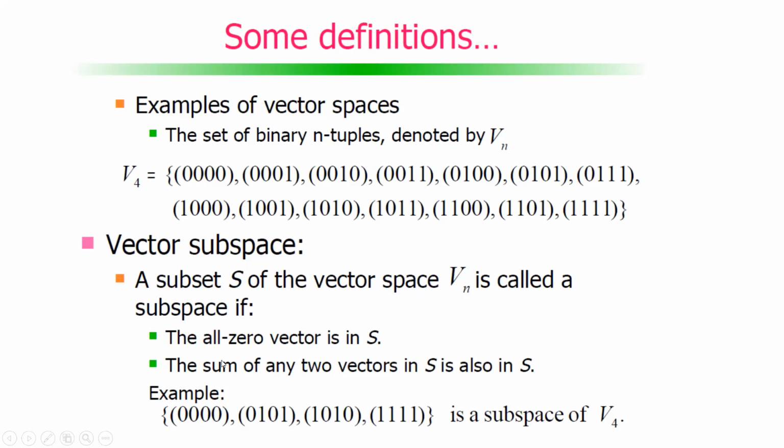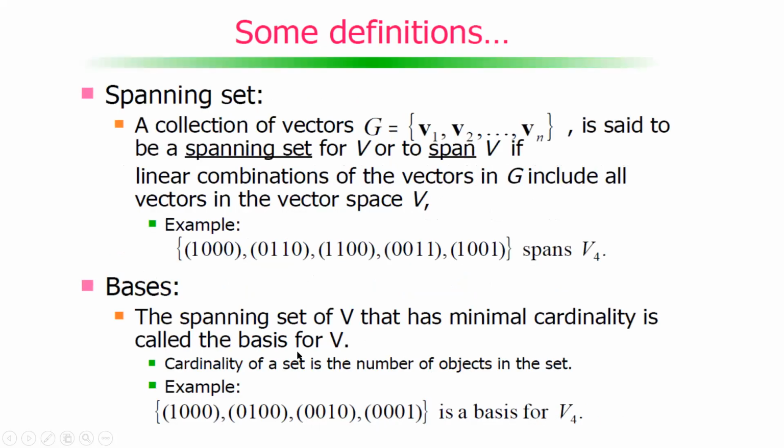That means a subset S of a vector space is called a subspace if the addition of two elements results in an element in the subspace and the all-zero vector is there. This property, that the sum of any two vectors in S is also in S, is called the closure property, right? The subspace should follow the closure property and contain the all-zero vector.